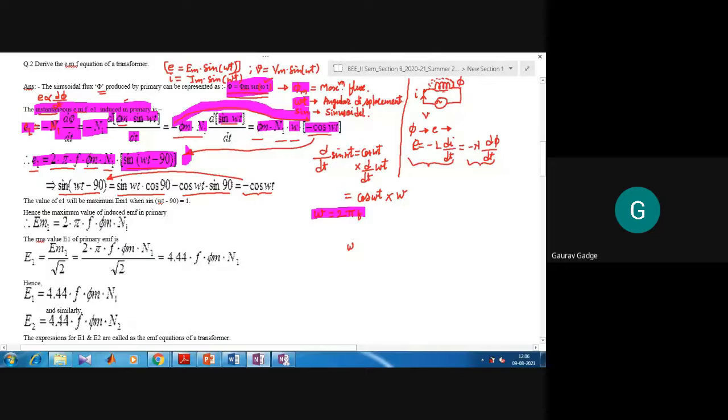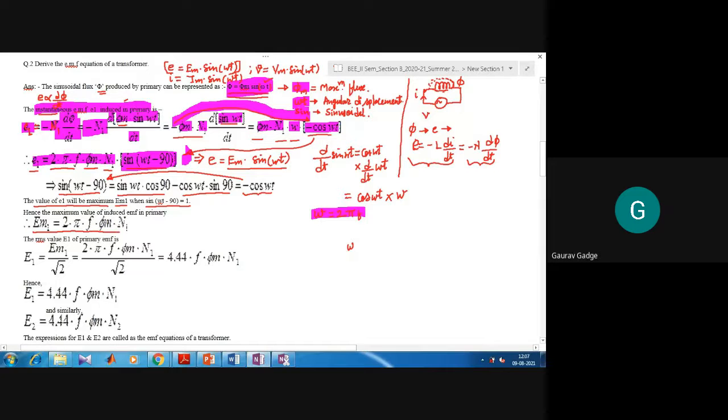Okay, so if I compare with the standard expression, what I get is E is equal to Em sin of omega t. So if I compare, what I can write is the value of E1 will be maximum, that is Em1, when sin of omega t minus 90 is equal to 1. If you make this term equal to 1, what you get? Em1 is equal to twice pi f phi m into n1.